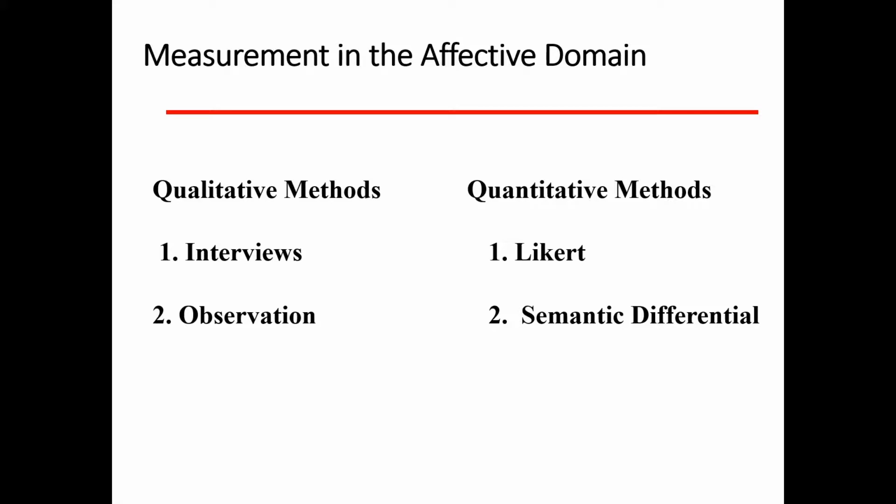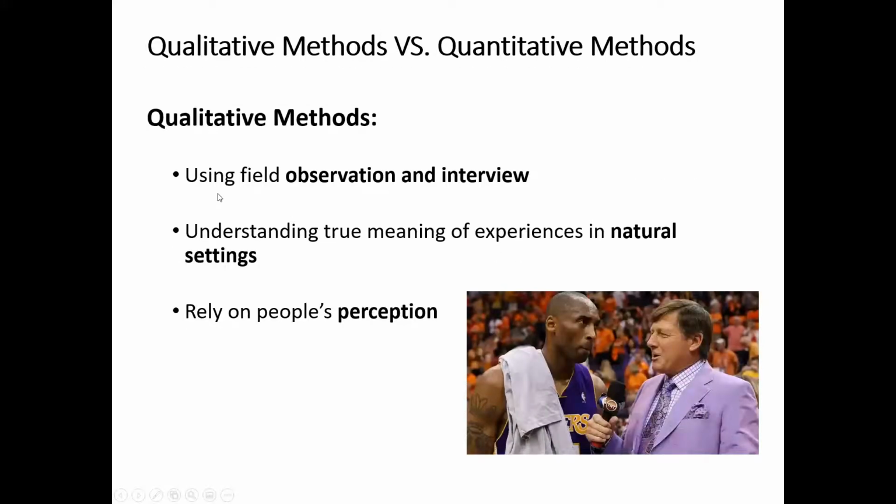So qualitative would be based on interviews and observations, and quantitative we would use some kind of Likert or semantic differential, some kind of numeric scoring system. So for qualitative measures, we would use an observation or an interview, watching them in a natural setting, but it does rely on someone's perception of what's going on.